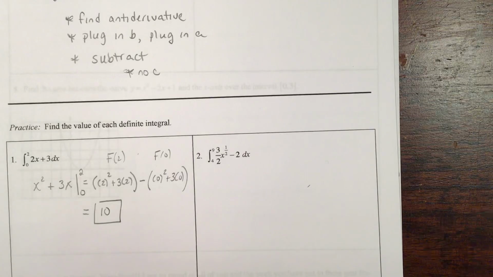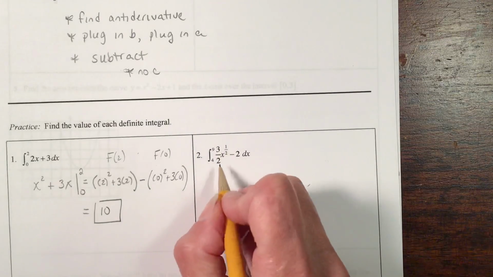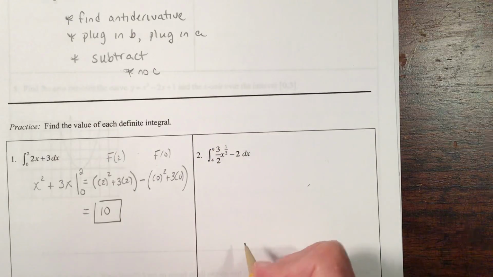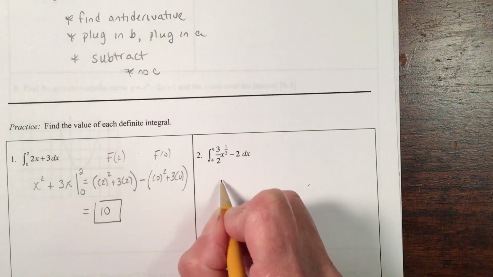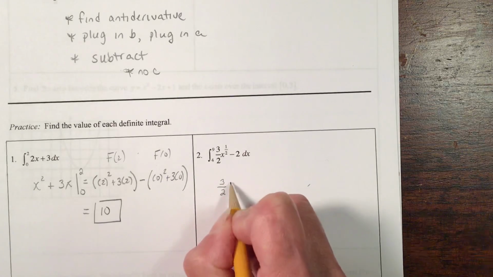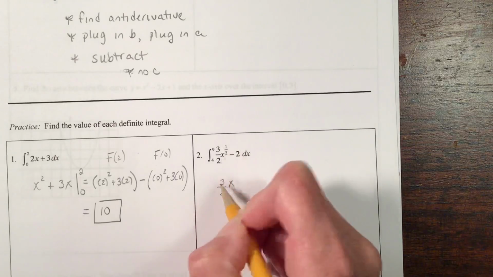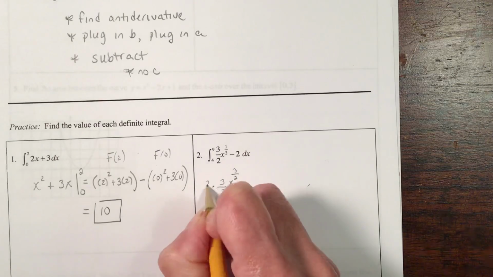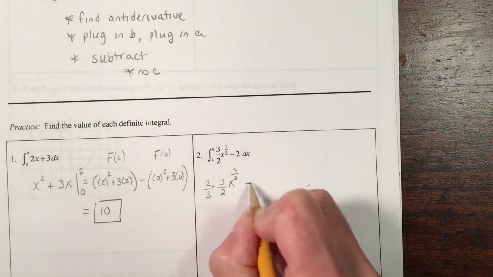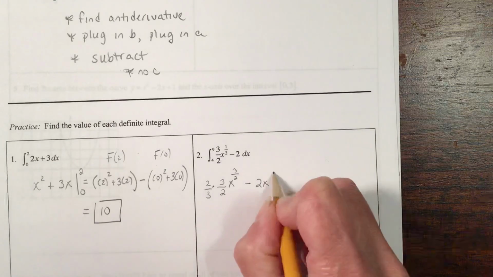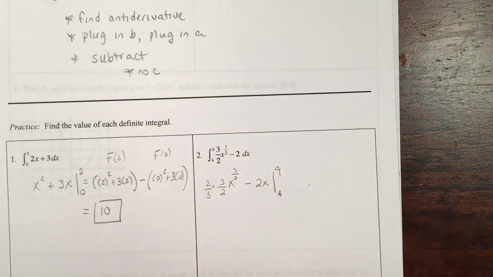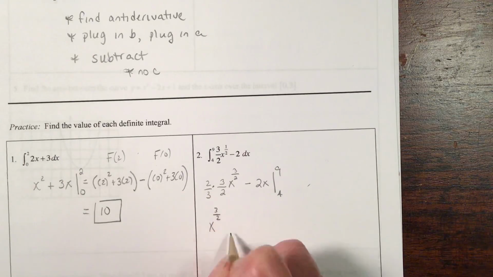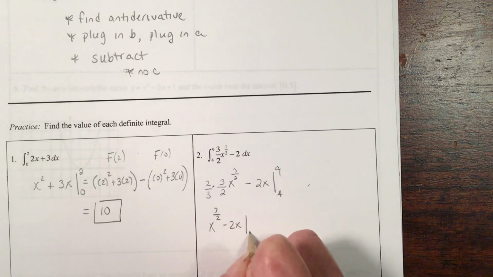So let's just try a couple more, get a little bit more challenging. So I have 3x to the 1/2 minus 2 dx, and I'm evaluating this from 4 to 9. First, I have to find the antiderivative. 3/2 x to the, I'm going to add 1 and divide by the power. Divide by 3/2 means multiply by 2/3. Minus 2x, and that's going to be evaluated from 4 to 9. If you notice here, that's just going to cancel out. So I have x to the 3/2 minus 2x from 4 to 9.